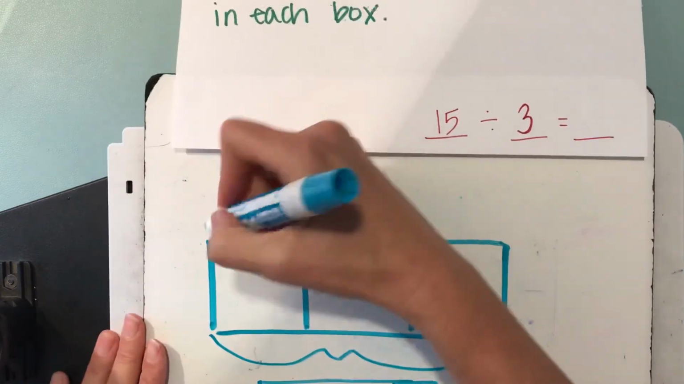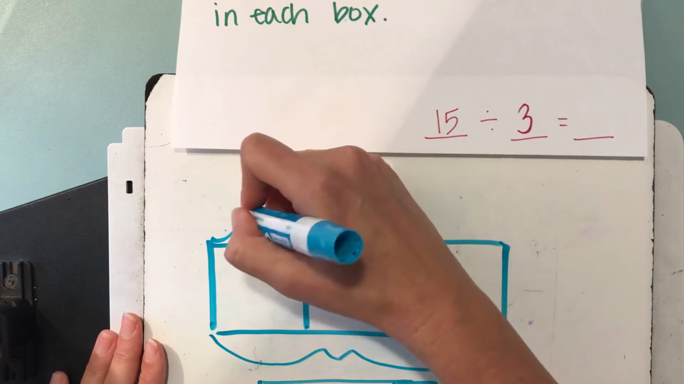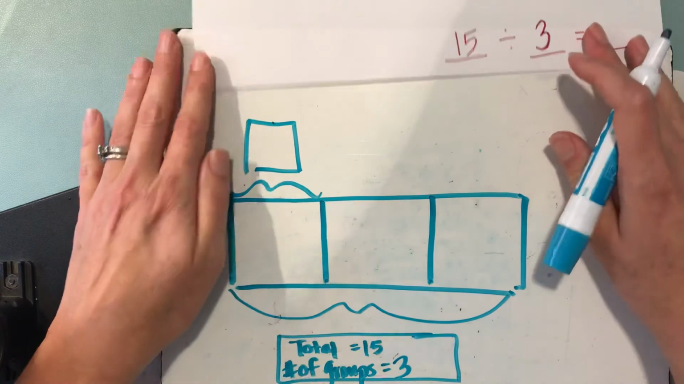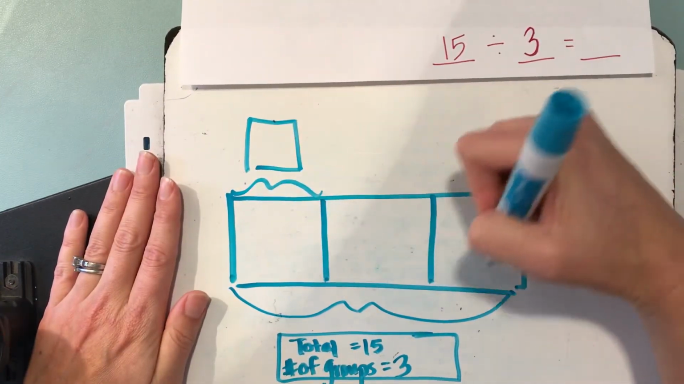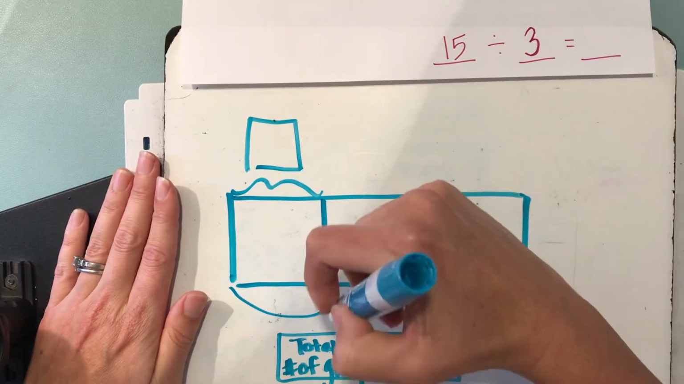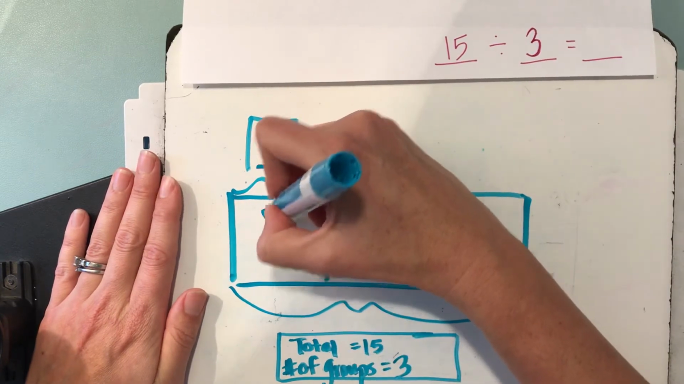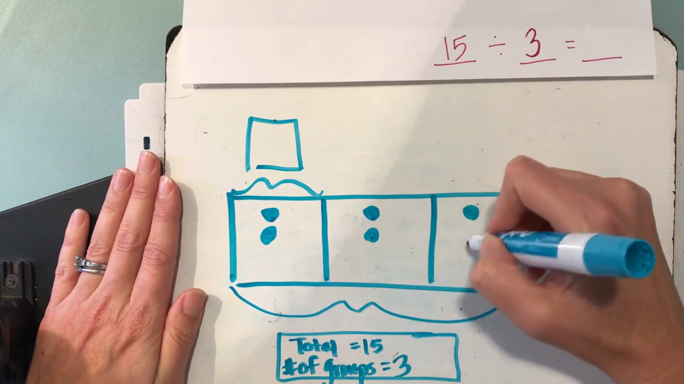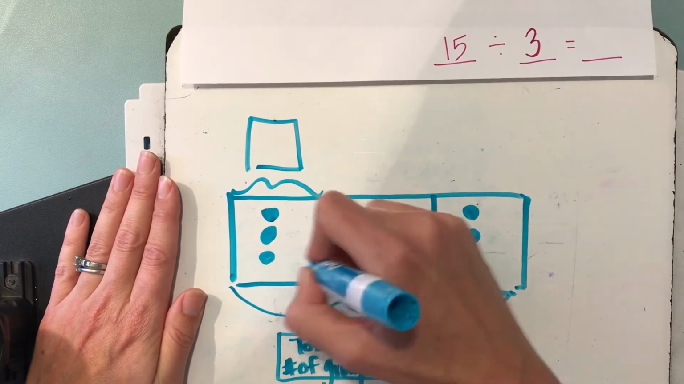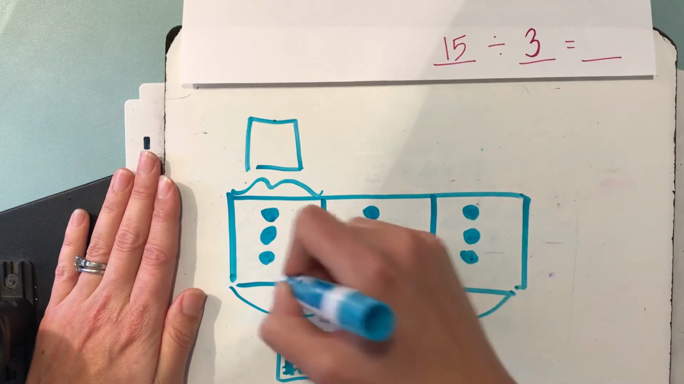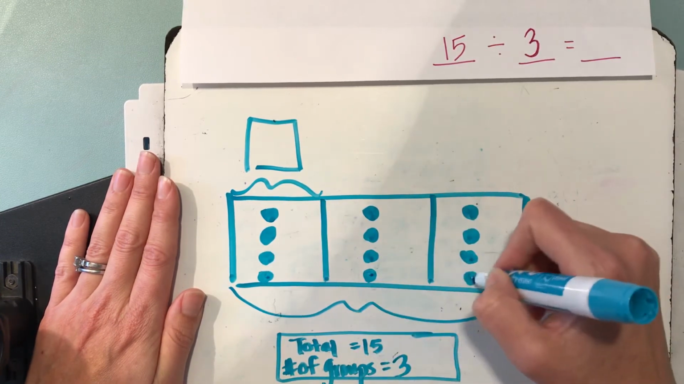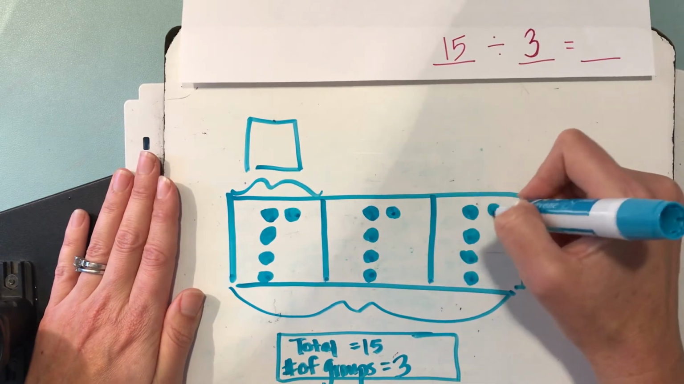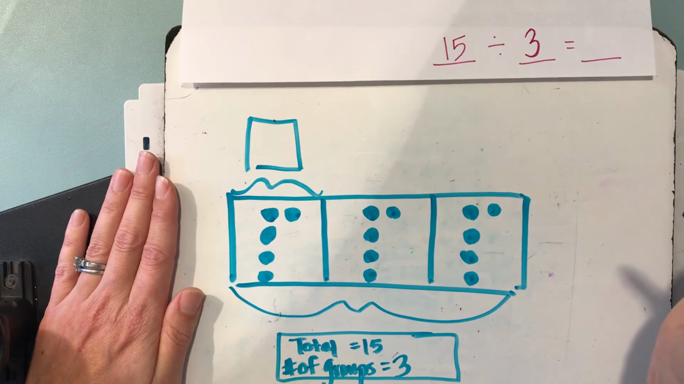Now we need to figure out what this unit is here. What is this unit? What is this number here? So we are going to put 1 dot in each box until we get to 15. Ready? 1, 2, 3, 4, 5, 6, 7, 8, 9, 10, 11, 12, 13, 14, 15. Well, this should go down there.